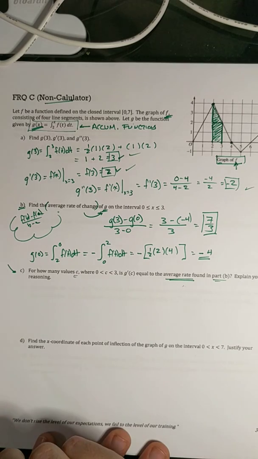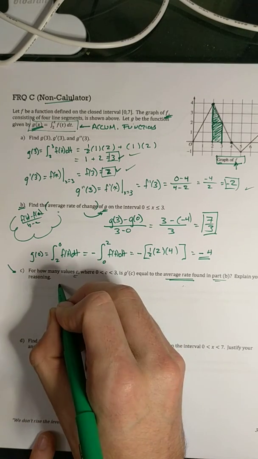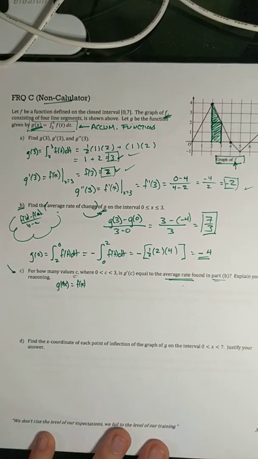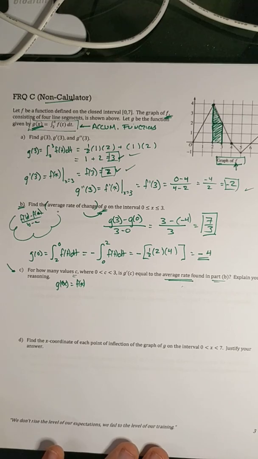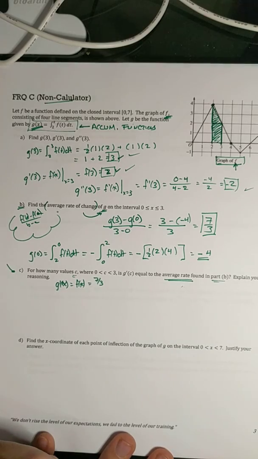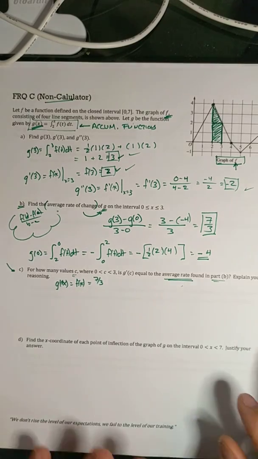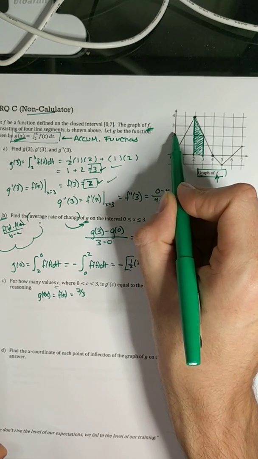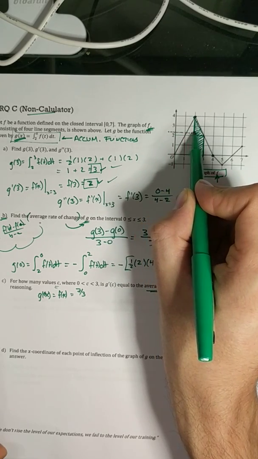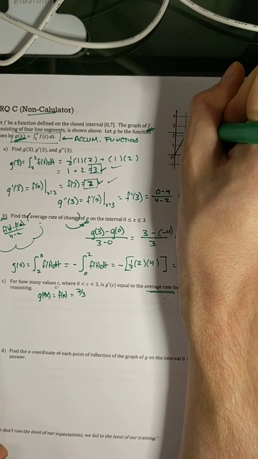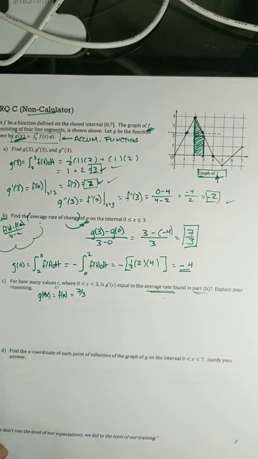That was 7/3. And so I know g prime of x equals f of x. So I need f of x, I'm looking for f of x equals 7/3. If I think about that on my graph, 3/3 would be here, 6/3 would be here, 7/3 would be right here. So I see it crosses 2 times here.